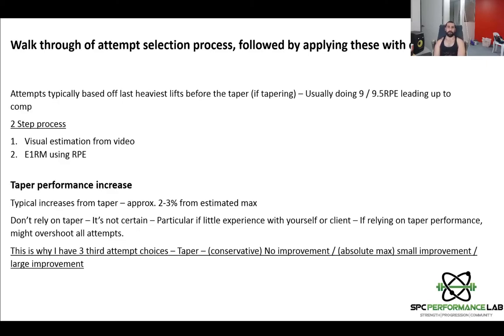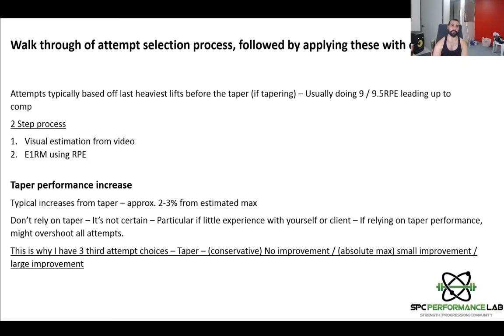Something that I like to point out is that from the taper, it is possible that you can get around a 2 to 3% increase in performance. So you've had your taper, you've cleared fatigue, and then you can show your best performance on the day. On comp day, we want to have our strength at the highest and fatigue pretty low, so we can display our best performance on the day.